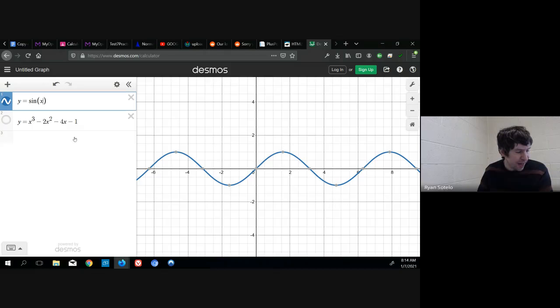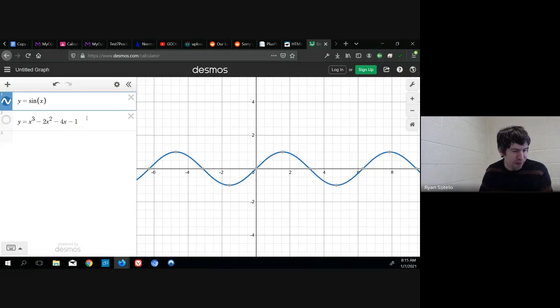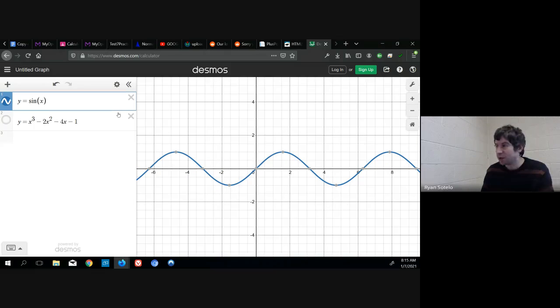If I do it on the x, so if I say +1, it actually goes to the left a little bit. Whereas if I say -1, it goes to the right a little bit. So once again, if I do it to the x, it's a horizontal change. And if I do it outside of the function, it's a vertical change. Is that okay? Okay.